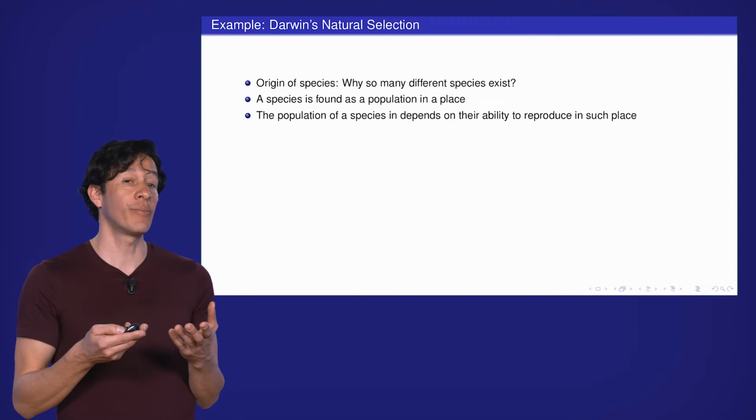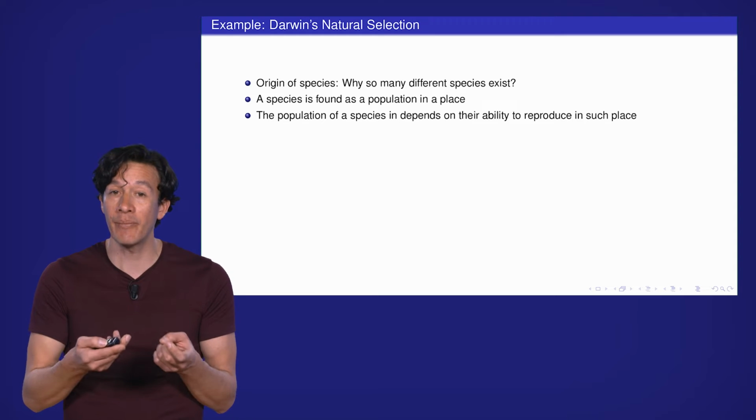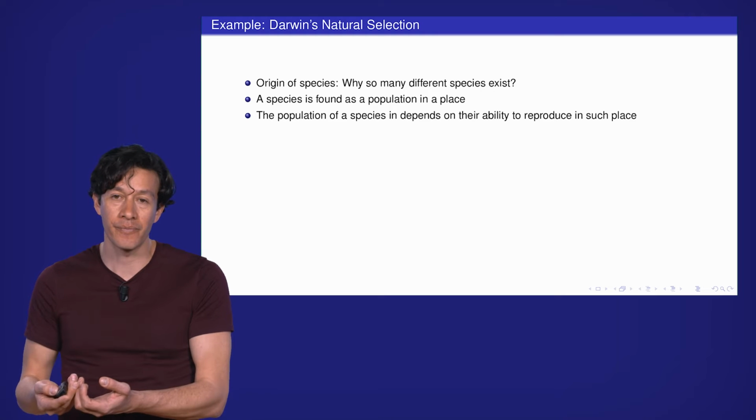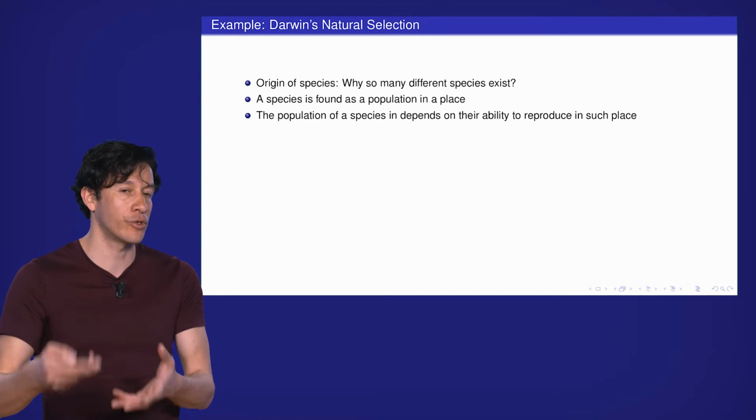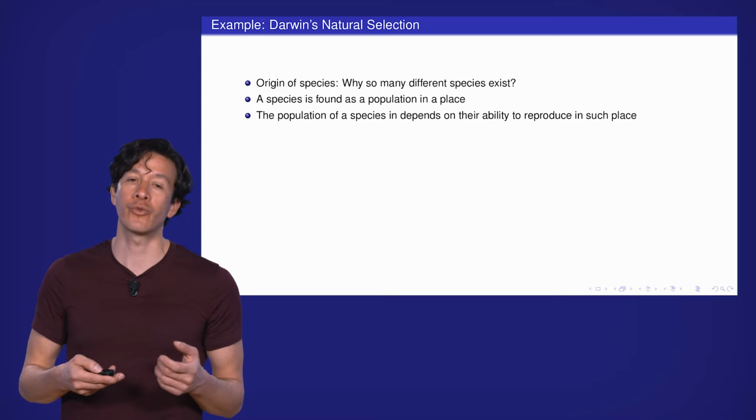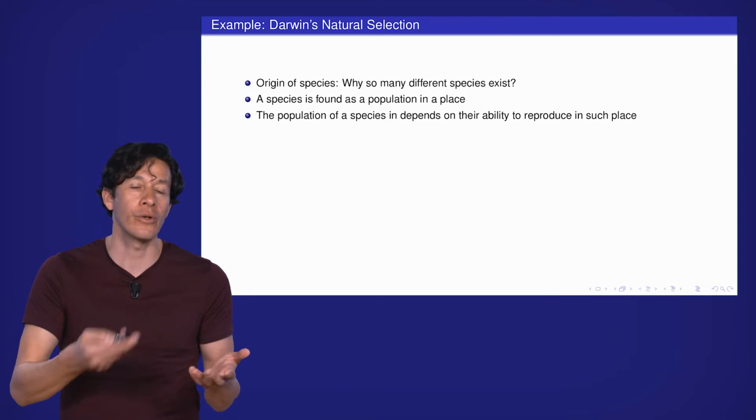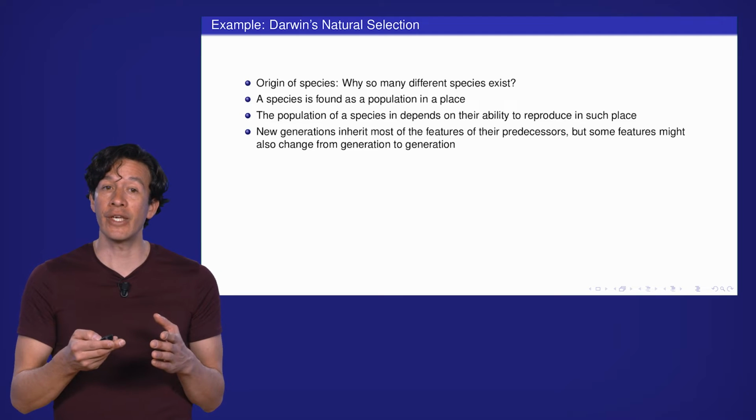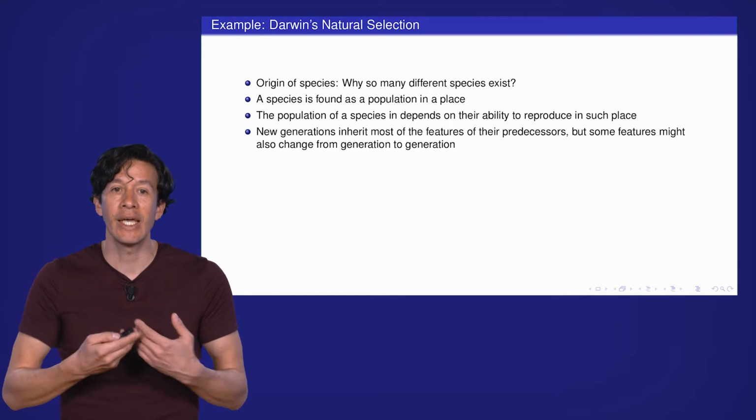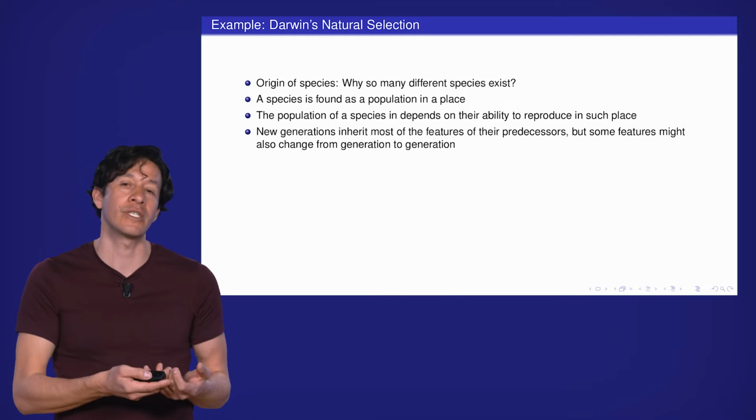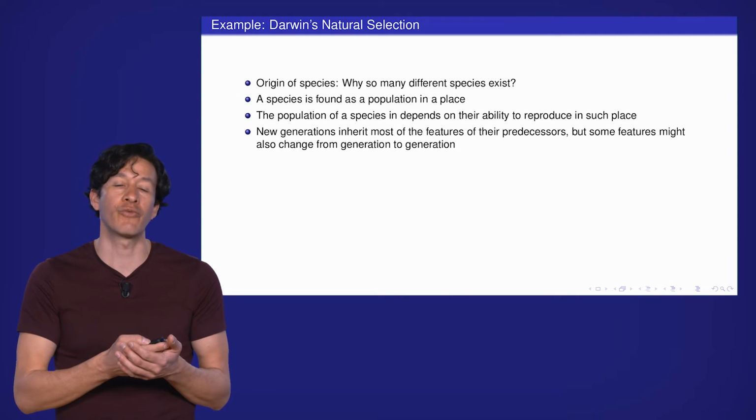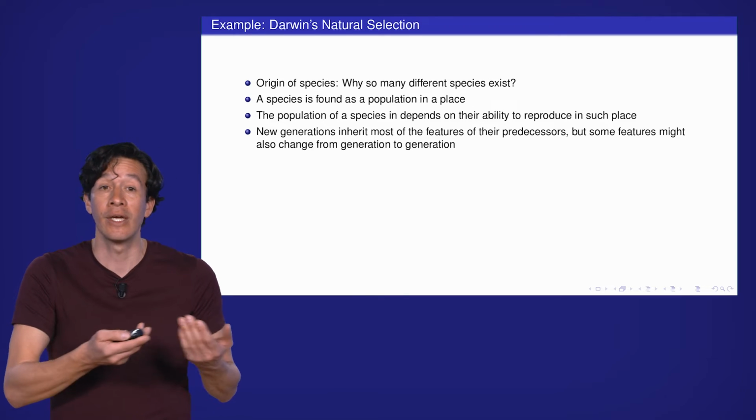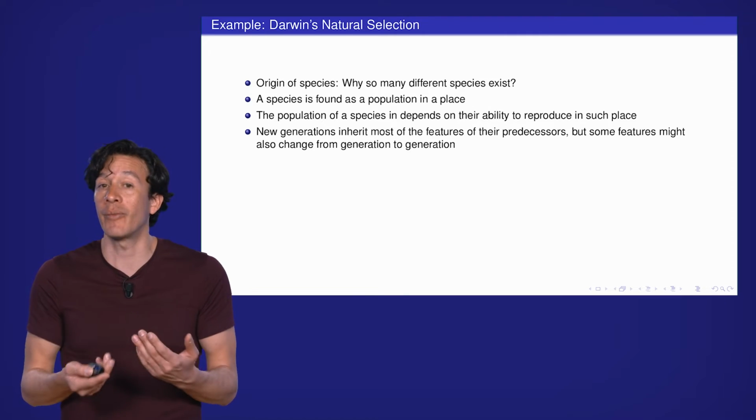Now, a very simple idea is that the population of a species in time will depend on its ability to reproduce in the conditions of such place. If the conditions are good, it will be able to reproduce. If the conditions are bad, it won't be able to reproduce as much, so maybe in the long run it will not be there anymore. The other important principle is that new generations of a certain species inherit most of the features of their predecessors. But some features might also change from generation to generation. That's what we see, for example, with ourselves in relation to our parents. We inherit several of their features, but some of them also change.